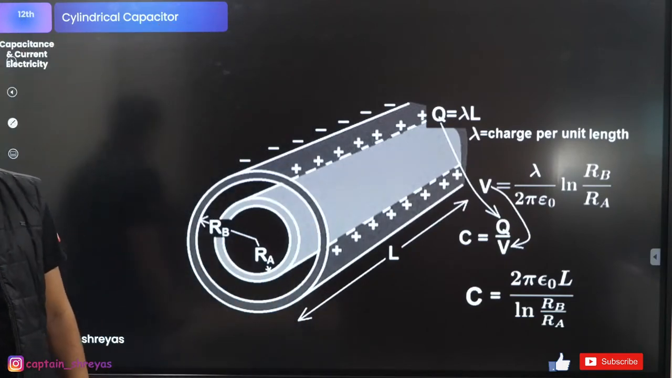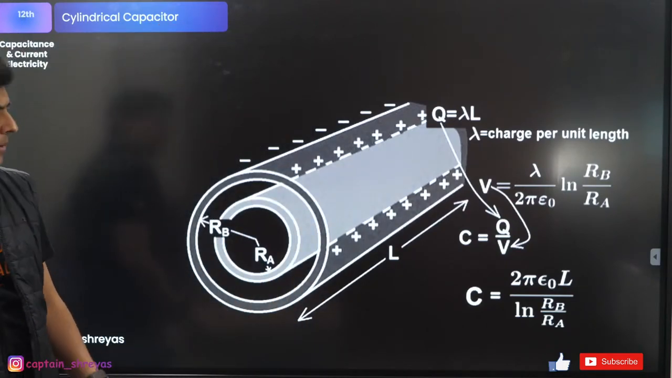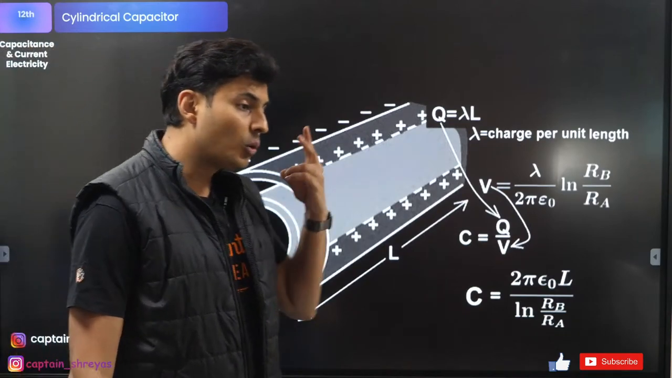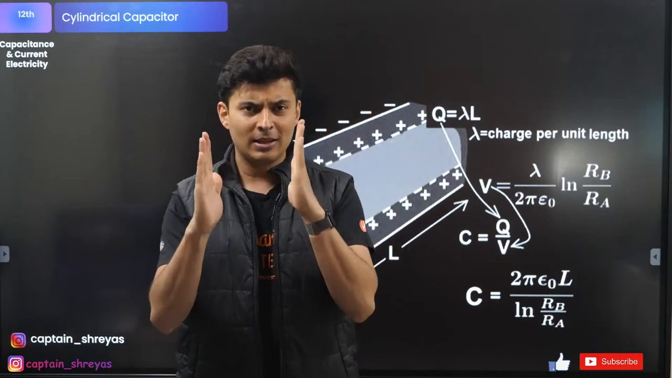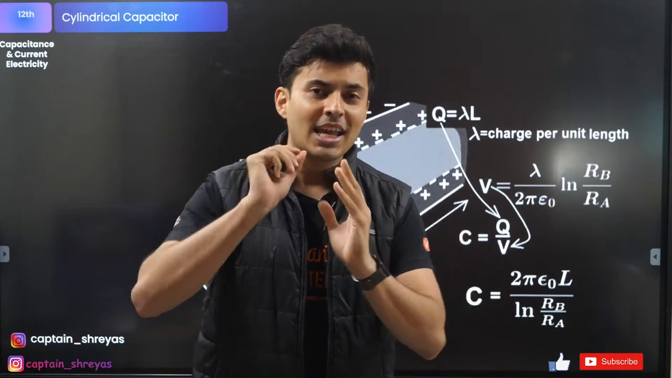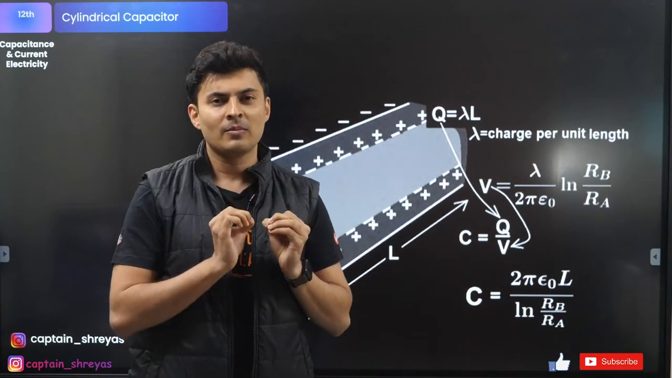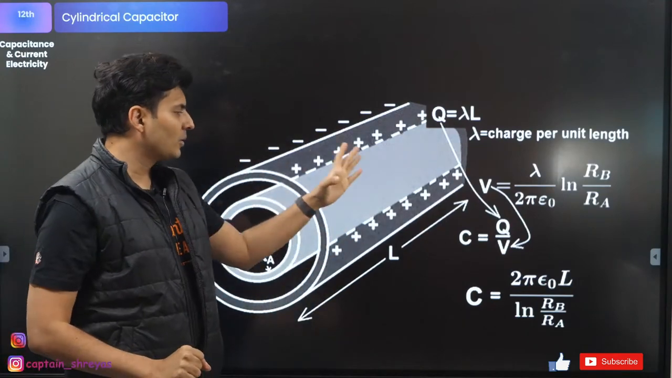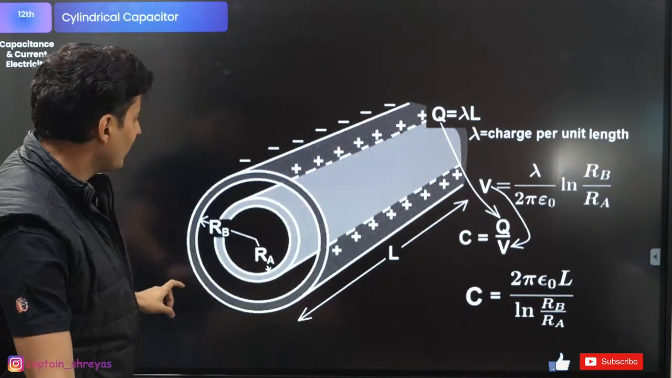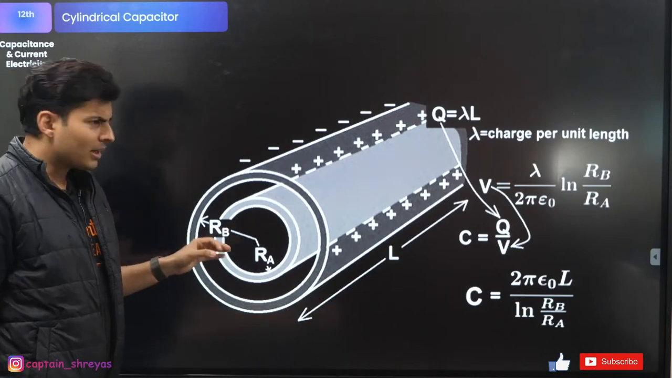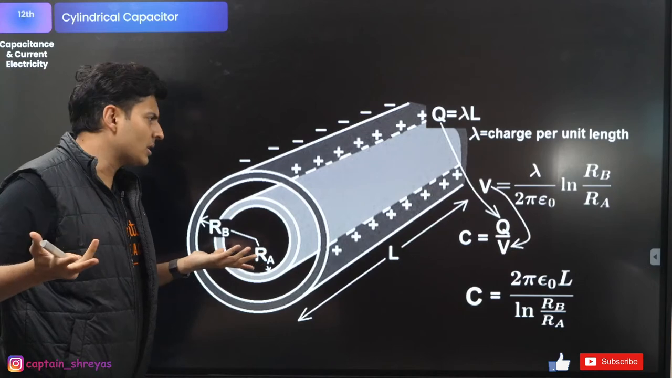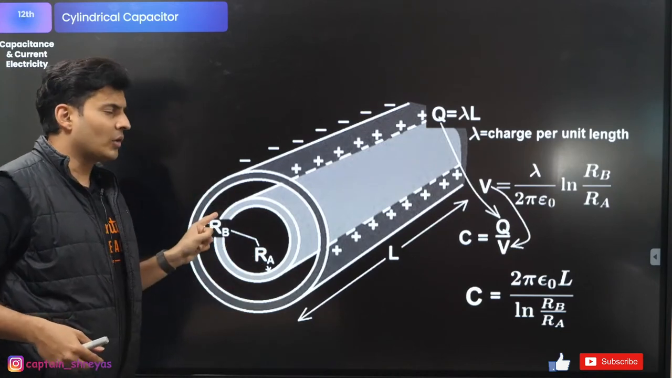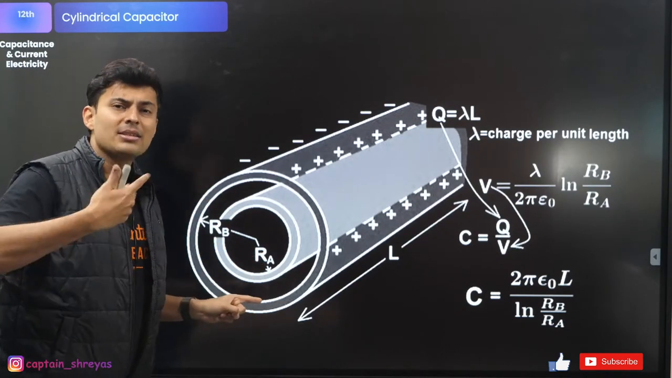Okay, now we have the next question coming up. But before that, we need to see the two other types of capacitor. I told you there is spherical, cylindrical, and parallel plate. For parallel plate, it was epsilon naught A by d. Now the cylindrical type of capacitor looks like this. Here there is an inner cylinder connected to one terminal, let's say positive, and the other terminal is connected to the outer cylinder, which is negative.